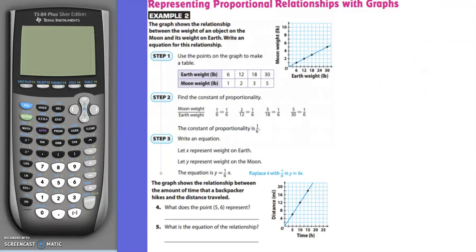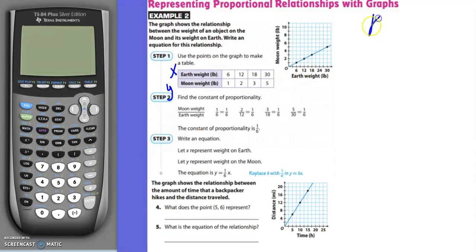Representing proportional relationships with graphs. The graph shows the relationship between the weight of an object on the moon and the weight on Earth. Write the equation for this relationship. Okay, we can say the Earth weight represents x, and the moon weight represents y. So if we do y divided by x, we have 1 over 6. 2 over 12, which simplifies to 1/6. 3 over 18, simplifies to 1/6. 5 over 30, which simplifies to 1/6.